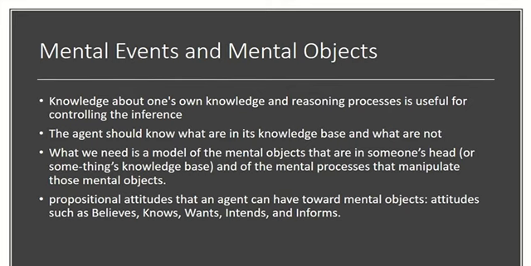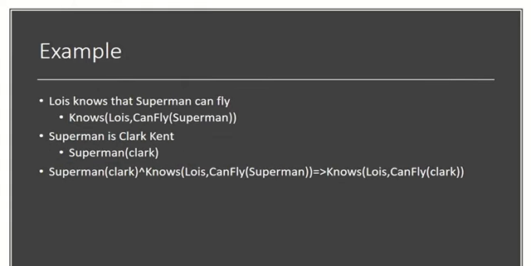Propositional attitudes that an agent can have towards mental objects are such as believes, knows, wants, intends, informs, etc. Let's take an example. Here we can say Lois knows that Superman can fly. So the predicate to represent this particular knowledge is Knows(Lois, CanFly(Superman)). We have to read it from inside the bracket to the outside: Superman can fly, the first thing. Now Lois knows that Superman can fly.